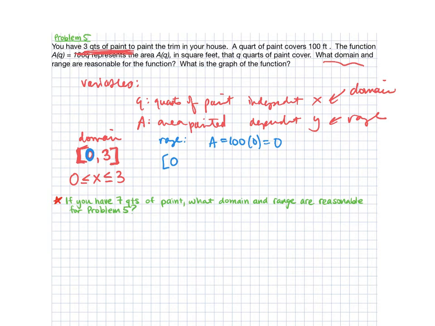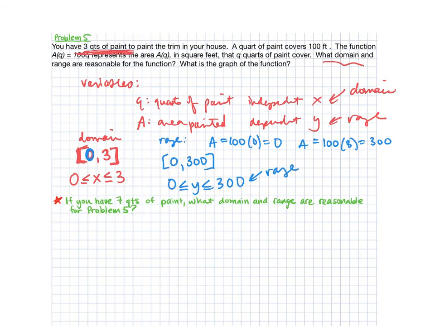And then the highest it can be is if we use all 3 quarts. That would be 100 times 3, so that would go all the way up to 300. You can't actually paint more than 300 square feet with 3 quarts of paint. And then anywhere in between works, and you can include 300. So Y is going to be between 0 and 300. It can include 0 and it can include 300. So this is my range.